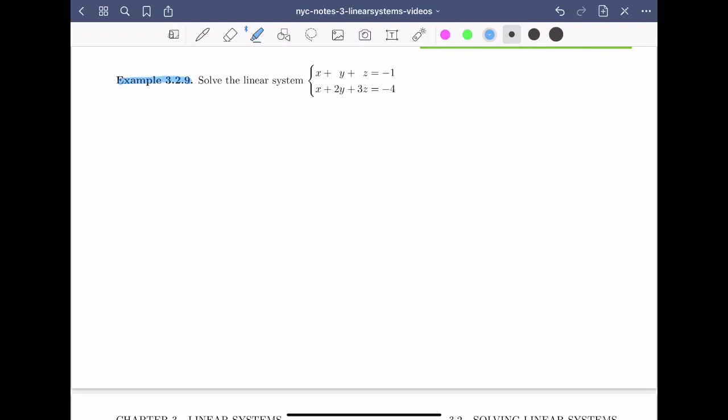In example 3.2.9, we'll solve the linear system with the two equations x plus y plus z is equal to minus 1 and x plus 2y plus 3z is equal to minus 4. Like usual, first I have to write down the augmented matrix of the linear system by keeping track of the coefficients and constants. From the first equation, I have 1, 1, 1, and minus 1. And from the second equation, I have 1, 2, 3, and minus 4.